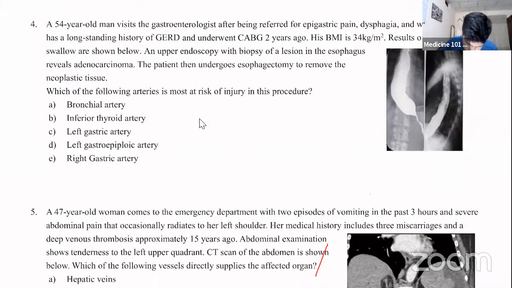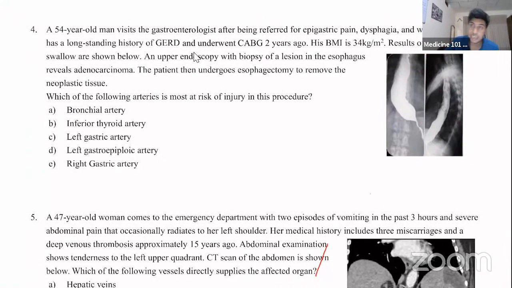Wait, let me check this. Okay, check this question and try to answer this. Send the answer in the chat, okay? Don't say it loud, just send the answer in the chat. So for the juniors, this patient has a tumor, cancer in the esophagus. Then they remove the tumor by surgery. So during surgery, which of the following arteries is most likely to be damaged?